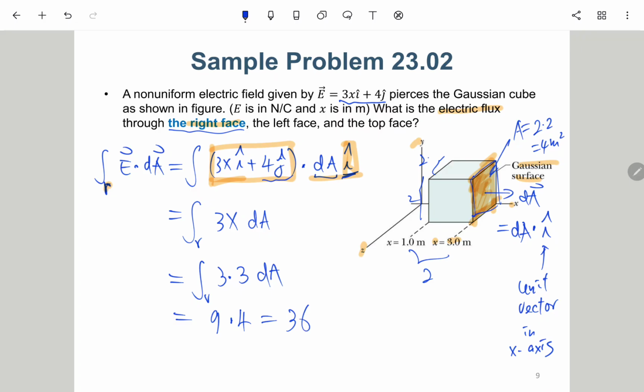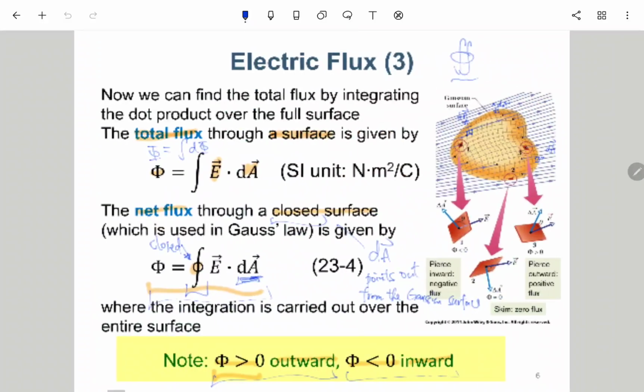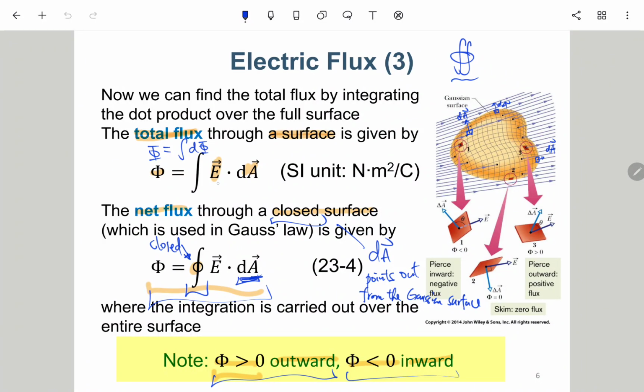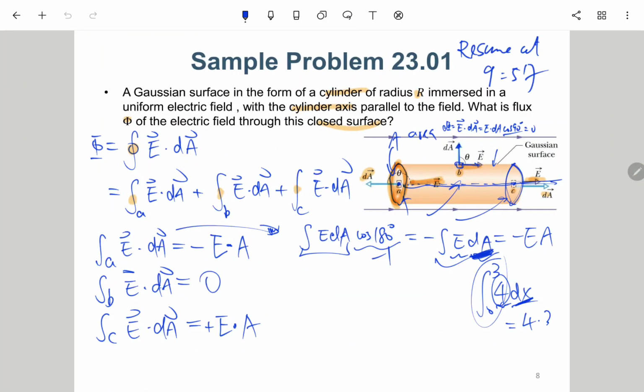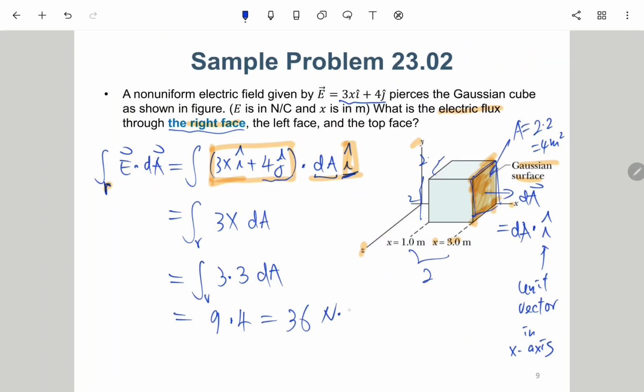Okay, just now I forgot to mention the SI unit. The SI unit is N over C for the E field, and M square for the area. Okay, this is area, so it should be M square. The E field will partly go here and also here. So the SI unit for the total or net flux will be N M square over C. Okay, so this is the answer.